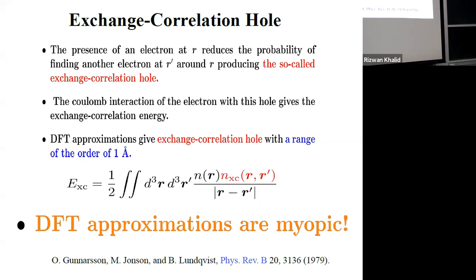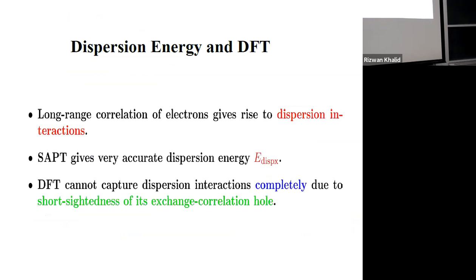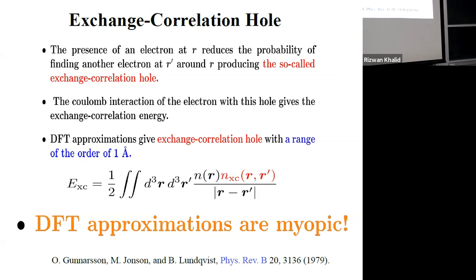In that sense, we could say that DFT approximations are myopic. Electrons cannot see beyond an angstrom or so. So we expect that this exchange correlation energy, due to the short-sightedness or short range of the exchange correlation hole, will be missing long-range correlation effects, which are called dispersion interactions.